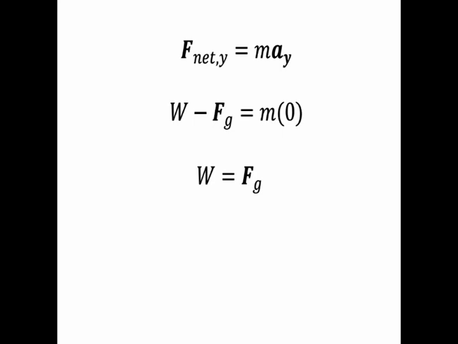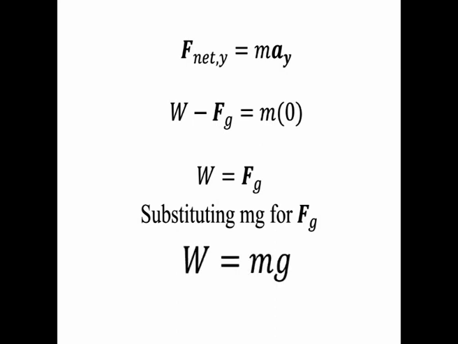This equation tells us that the weight W of a body is equal to the magnitude F g of the gravitational force on the body. Substituting m g for F g, we get W is equal to m g. This equation relates a body's weight to its mass.